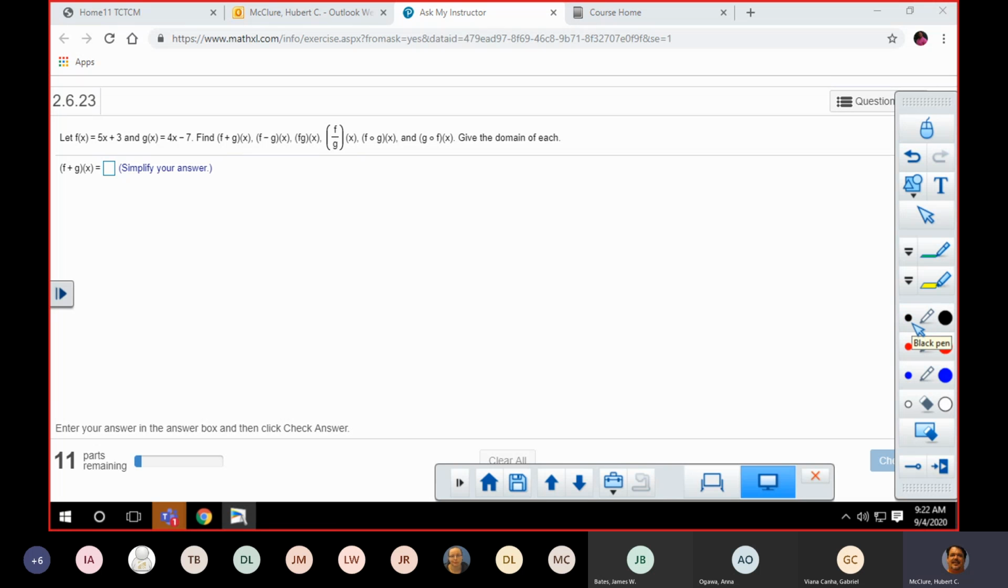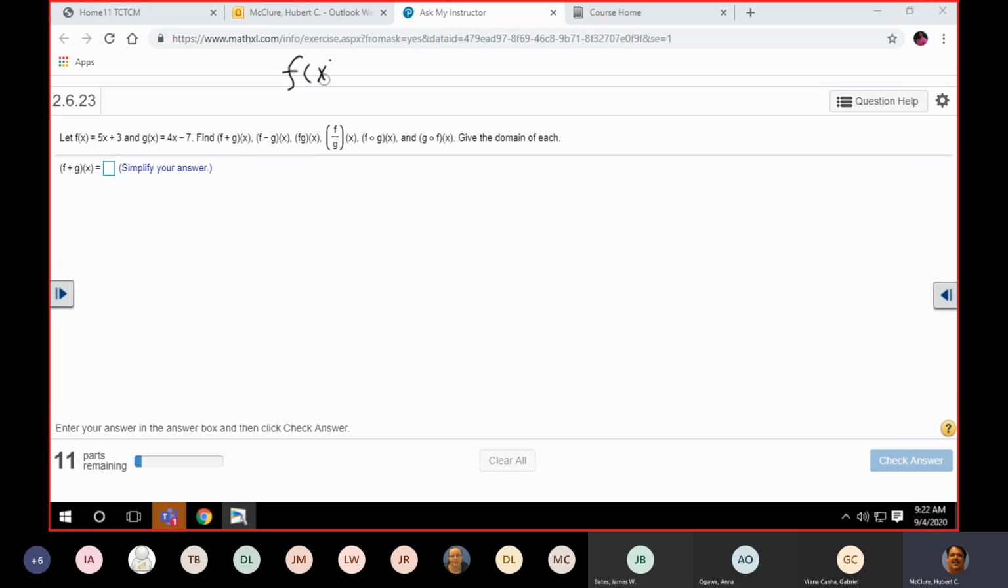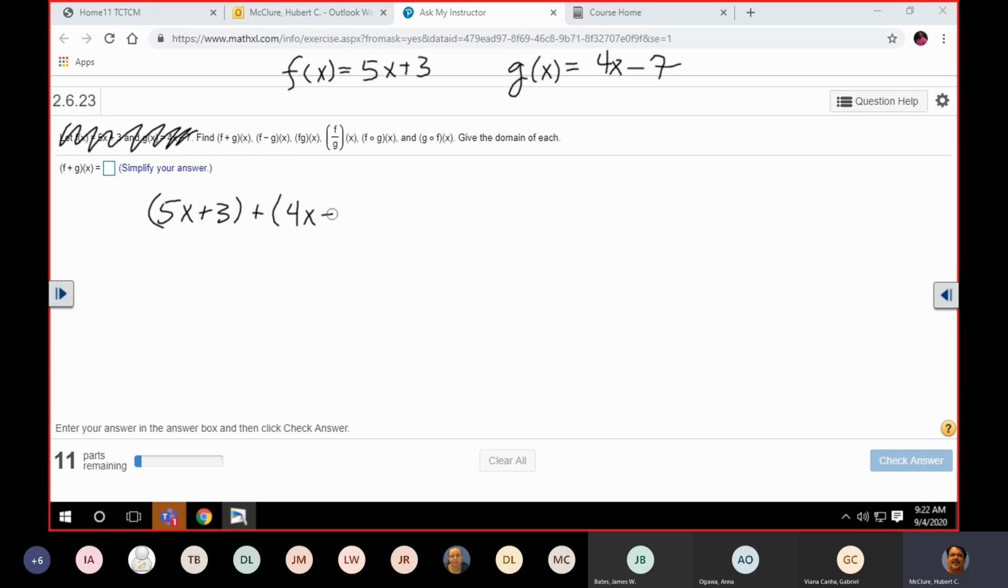So f of x is equal to 5x plus 3. G of x is equal to 4x minus 7. Okay? So, find f plus g of x. That's your pre-algebra. 5x plus 3 plus 4x minus 7. Okay, so that's going to be 5x plus 4x is 9x. 3 minus 7 is negative 4.